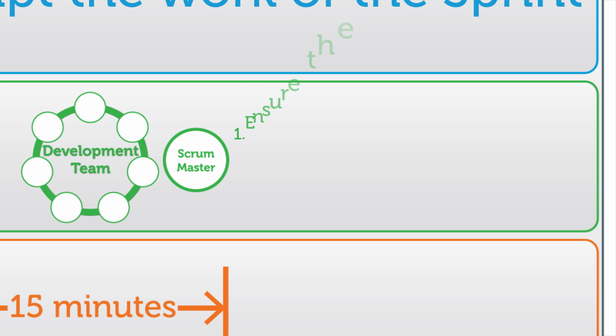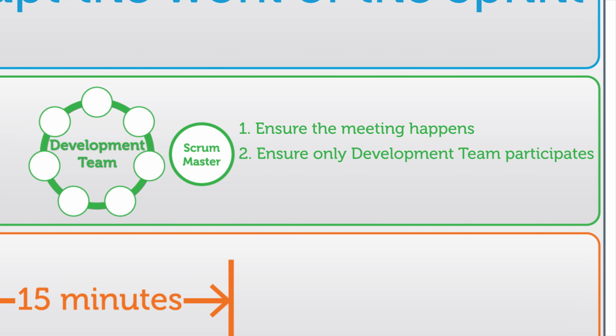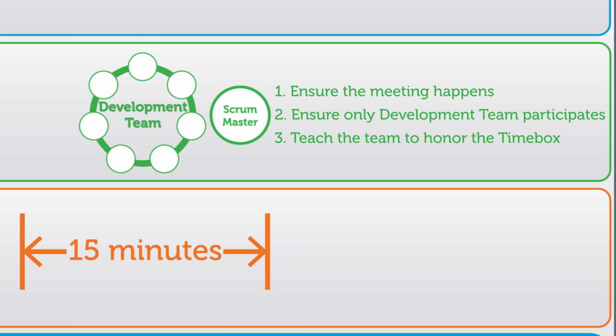First, the Scrum Master ensures that the development team has the meeting. Second, the Scrum Master ensures that others outside of the development team do not participate. And third, the Scrum Master teaches the development team how to keep the meeting within the 15-minute time box. This implies that the Scrum Master does not lead the meeting in a traditional sense.